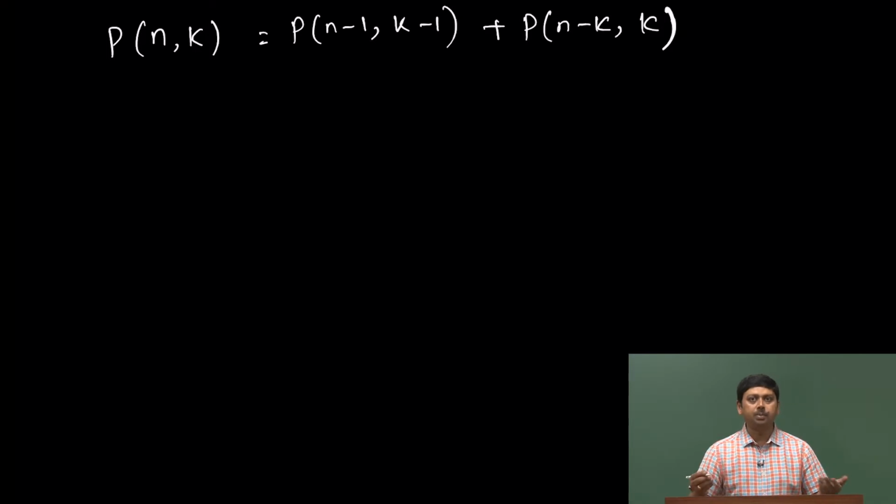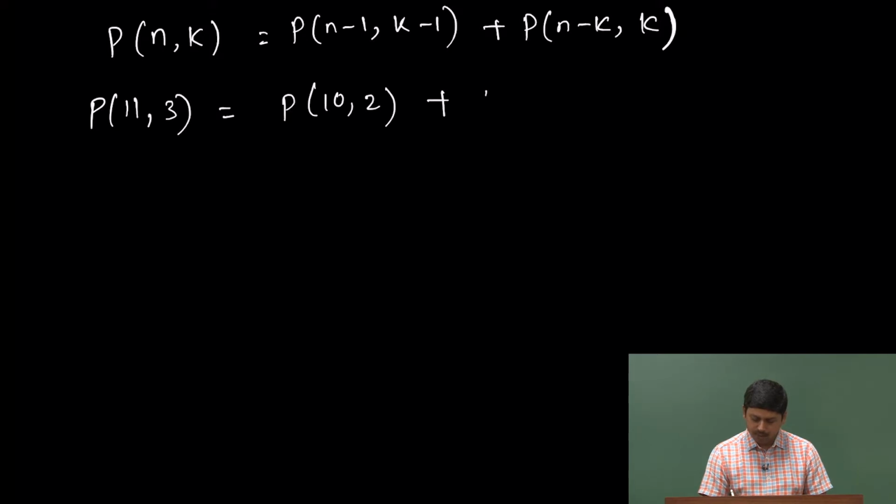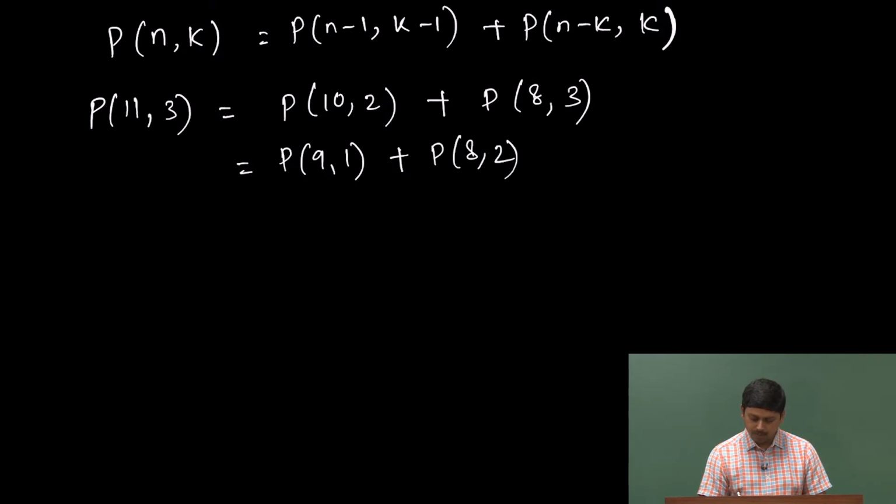For example, if I take an arbitrary n and k, I want to put 11 particles into 3, how many possible ways can I do that? If I want to do that, I have to use the same formula, n minus 1 k minus 1, which will give me P 10 2 plus P 8 3. Now, P 10 2 can give me P 9 1 plus P 8 2, n minus k k, plus I have P 8 3. Now, 9 1 or anything with k equal to 1, there is only one way of doing it. So, I have to divide my integer into one possible part, that will give me always 1.